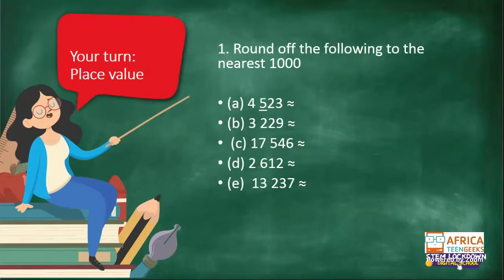I see for B, people are saying 3,000. So what's the given number for B? Because there is no number that is underlined. What number are we looking at so that we know why we got to 3,000? It's the number 2. What is the place value number? Give me the place value because we have two number 2s there. We have 3,229.